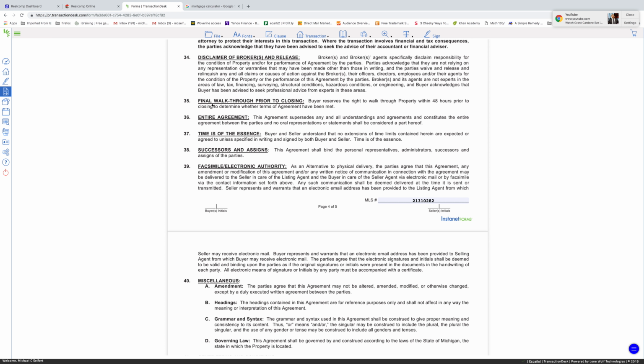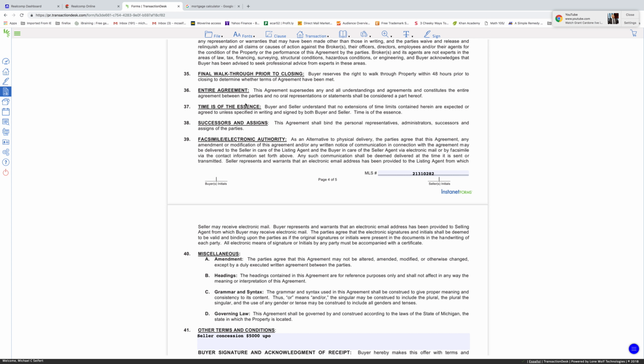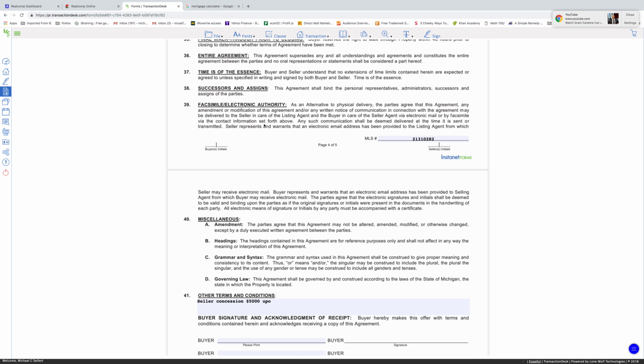Final walkthrough, 48 hours. You call the other agent, I'd like to do my walkthrough. It has to be done. They have to let you in. Entire agreement. That just says that, that's an entire agreement. You can read that. Time of the essence, standard clause. This agreement shall bind the personal representatives, administrators, successors, and assigns of all parties. Facsimile, electronic authority. Once you sign this, the purchase agreement states that you can do something like Authentisign, which is electronic signing through email, and you can fax and all that. This is what this means. You can read it later on.